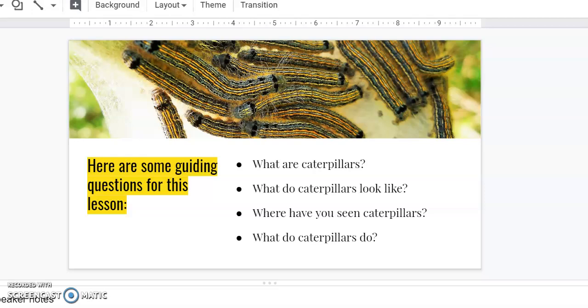Here are some questions that I want you to think about during our lesson today. What are caterpillars? What do caterpillars look like? Where have you seen caterpillars? What do caterpillars do? I like how these are all W questions. A who, what, when, where, or you could also ask a how. Maybe these are some questions you asked yesterday.